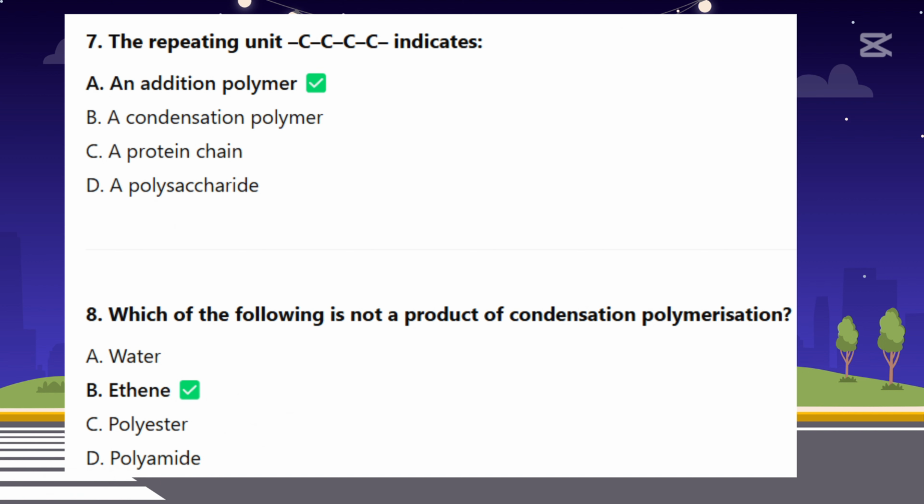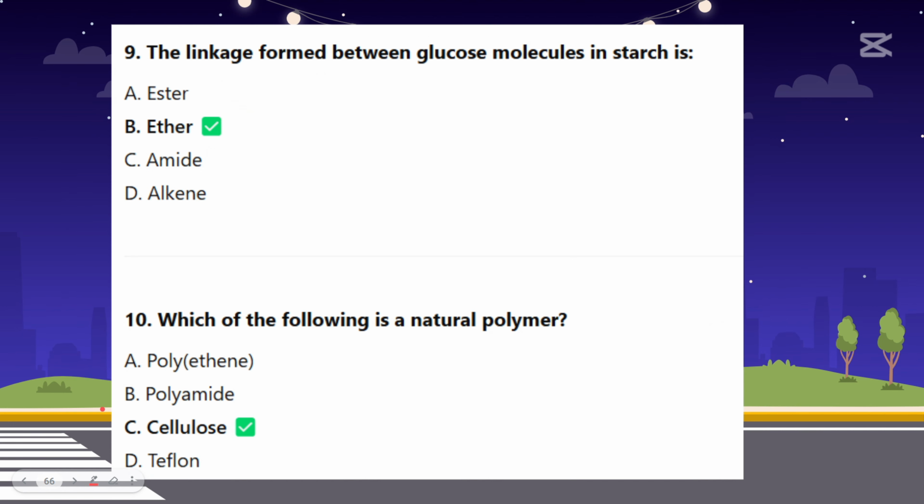Number 7, the repeating unit CCCC indicates an addition polymer. Yes. If it were condensation, you would see functional groups attached. So like you probably see an amine functional group or a carboxylic acid, that would make it a condensation polymerization. Which other one is not a product of condensation polymerization? So not a product, this of course, the ethene. Polyethenes, those are addition polymerization.